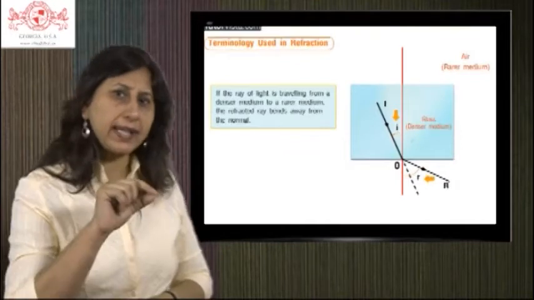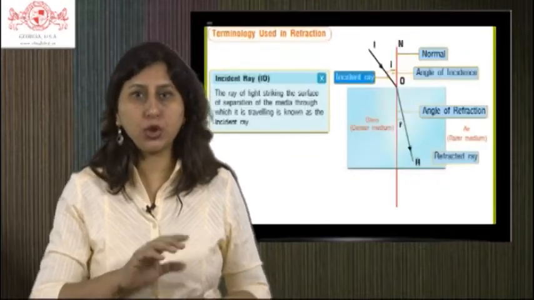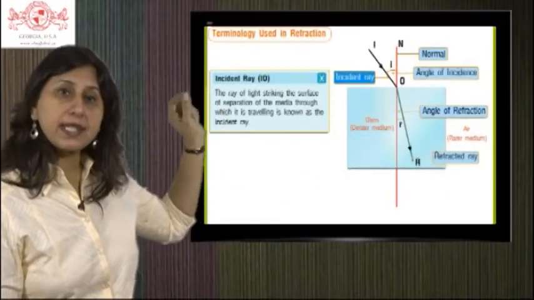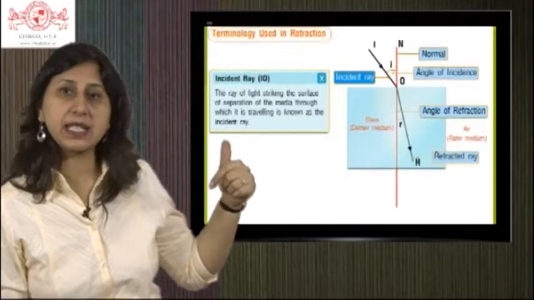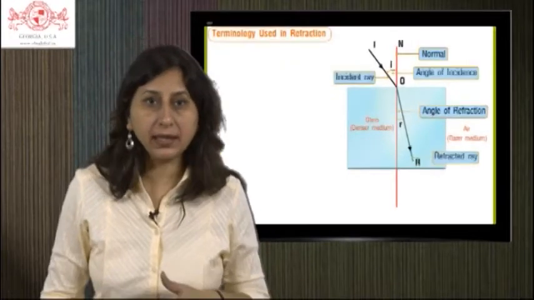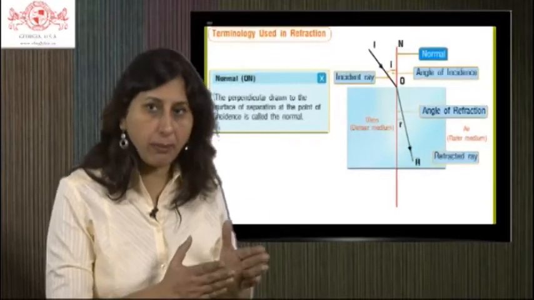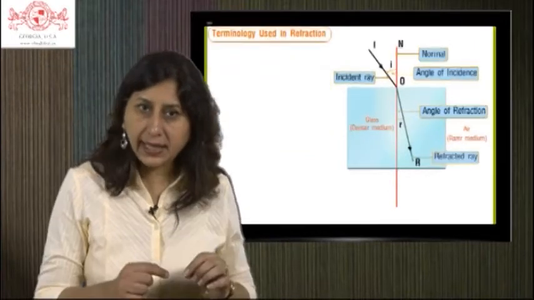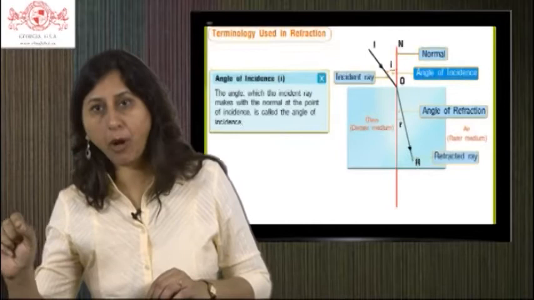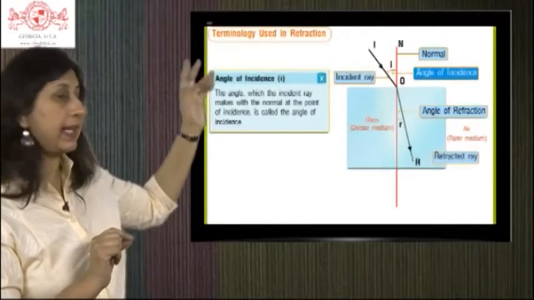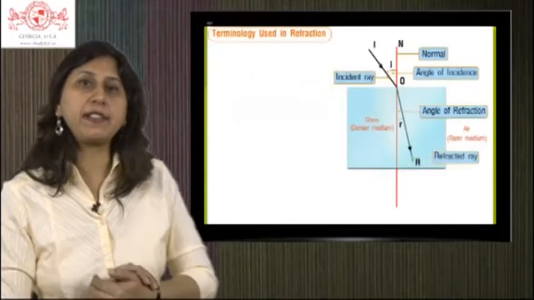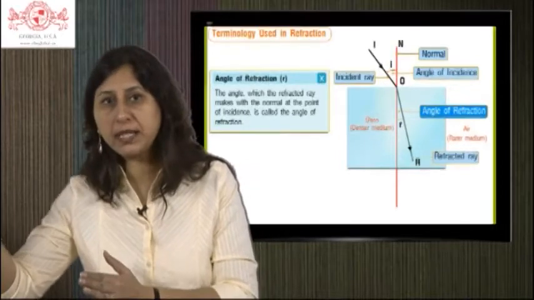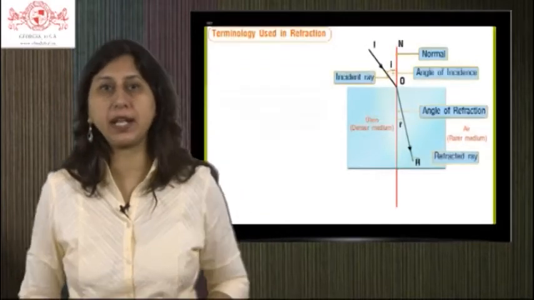The ray of light striking the surface of separation of the media through which it is traveling is known as the incident ray. The perpendicular drawn to the surface of separation at the point of incidence is called the normal. The angle which the incident ray makes with the normal at the point of incidence is called the angle of incidence. The angle which the refracted ray makes with the normal at the point of incidence is called the angle of refraction. The ray of light that has changed its direction at the surface of separation when traveling from one medium to another is called the refracted ray.